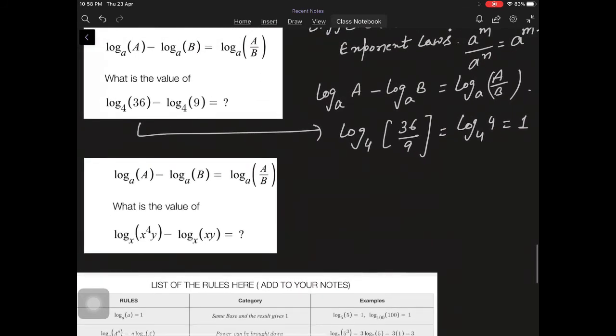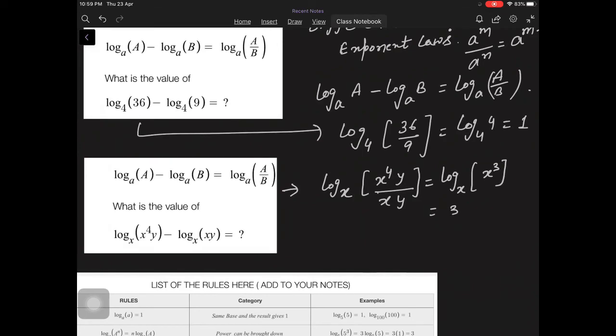Let's try one more. I've taken some variables here, not fixed numbers. So you can see x is the base, x power 4 times y, it's minus, so we should divide by xy, and you simplify this, you will get log base x of x power 3, because y and y will cancel out. The result should be the exponent of x, so it's 3. So 3 times 1 is 3.